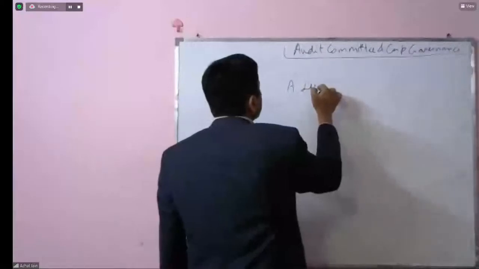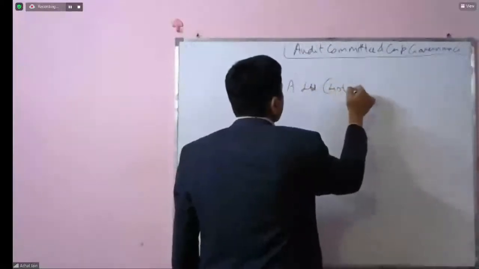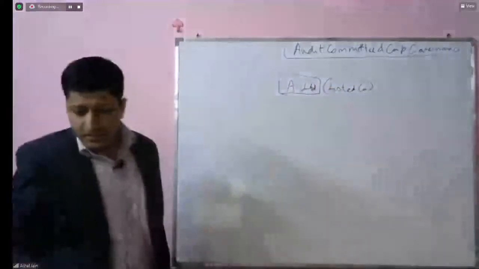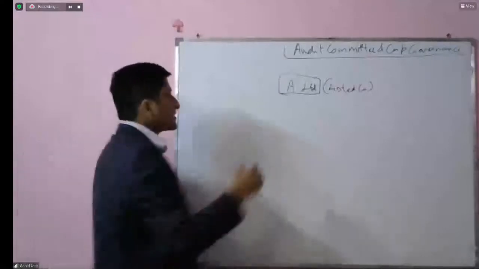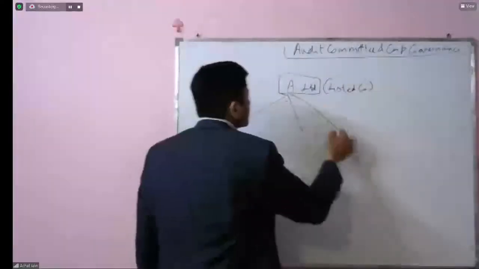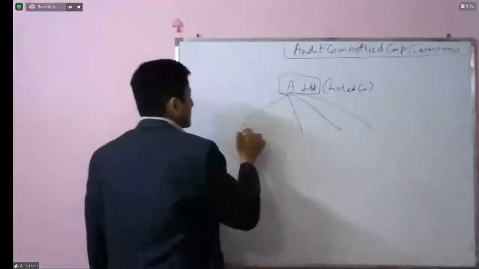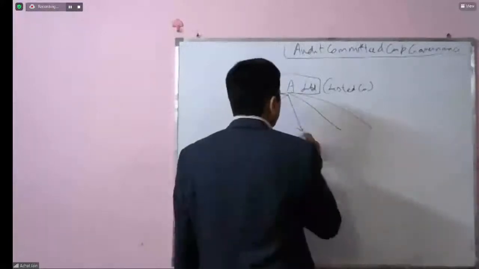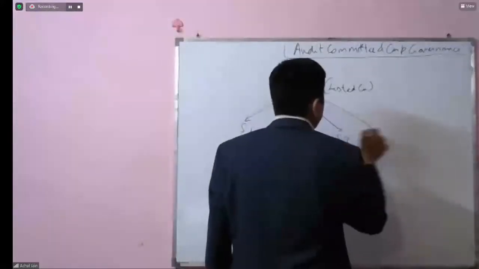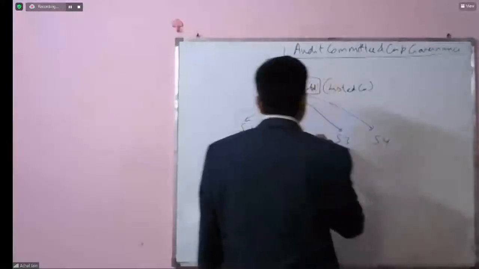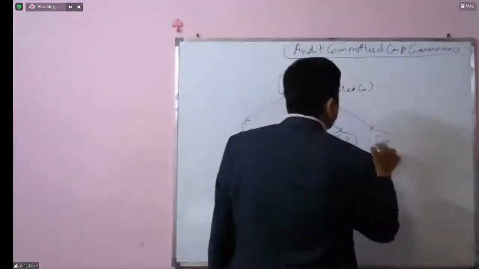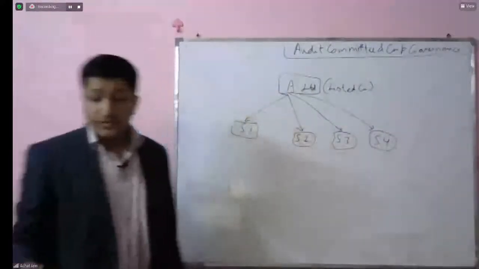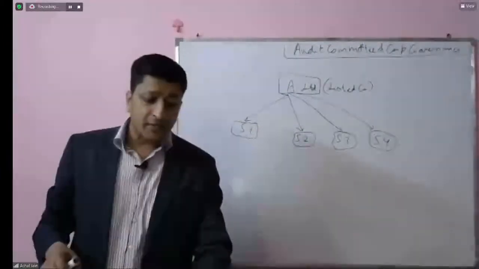Say A Limited, which is a listed company. It has got various companies, and I'm just putting down all of them as subsidiaries for the time being. Say it has got subsidiary 1, subsidiary 2, subsidiary 3, and subsidiary 4. And if you go back to our discussion on SA 600, this is very much in line with the requirements over there.